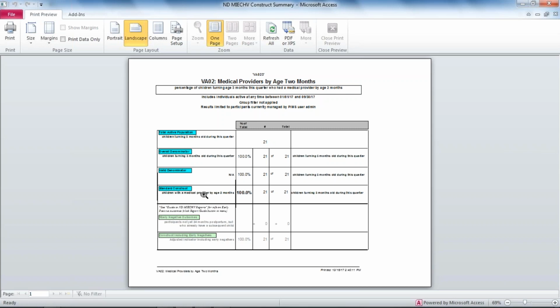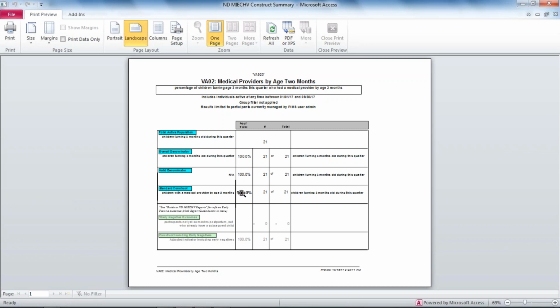Okay. The important number on this report is the one headed standard construct, which is described as children with medical providers by age 2 months. And in this case, 21 of the children in the program who reached 3 months of age during this quarter had a medical provider by that time.